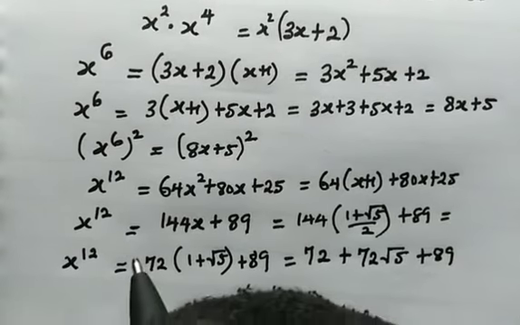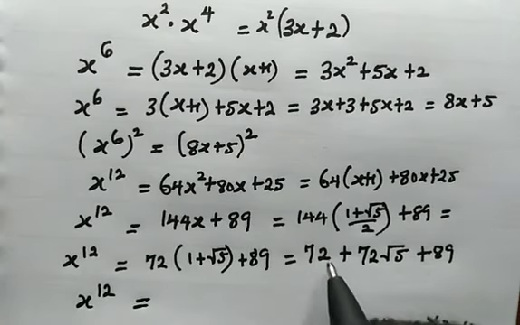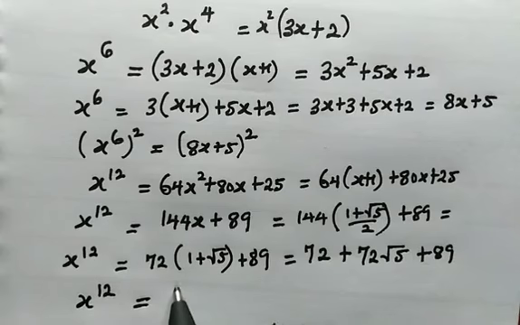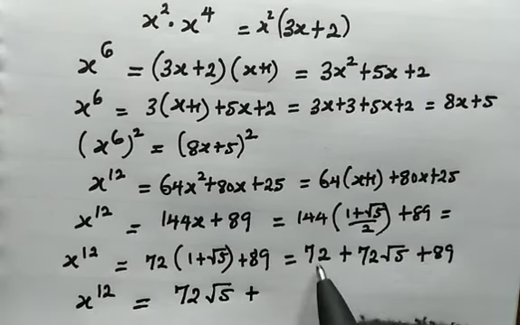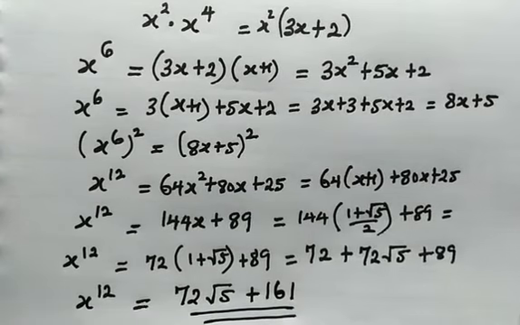So from here, we have x to the power of 12 equals 72 plus 89, that will give us 161. But let us first write this second term here first. So we have 72 root 5, then plus 72 plus 89, that will give us 161. And this is the right answer.